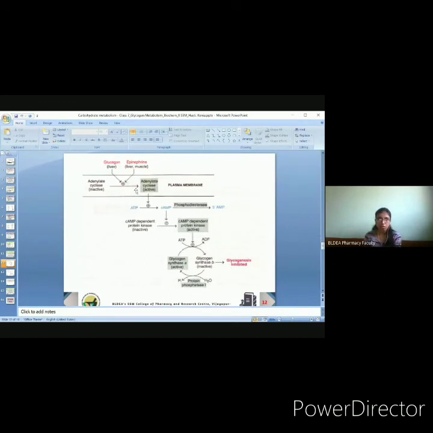Understood? The first role of cAMP: how does it help in inhibition of synthesis of glycogen and help in maintenance of glucose levels. Understood? Regarding this hormonal regulation, this is a part of it. Yes?